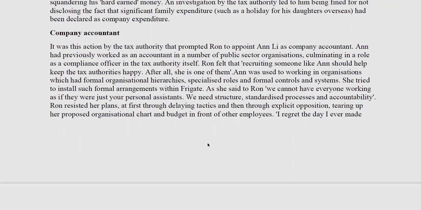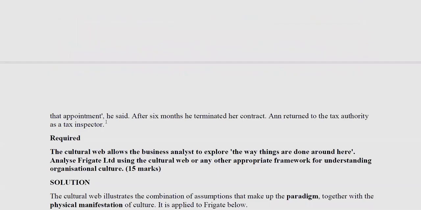I regret the day I ever made that appointment, he said. After 6 months, he terminated the contract and returned to the tax authority as a tax inspector.